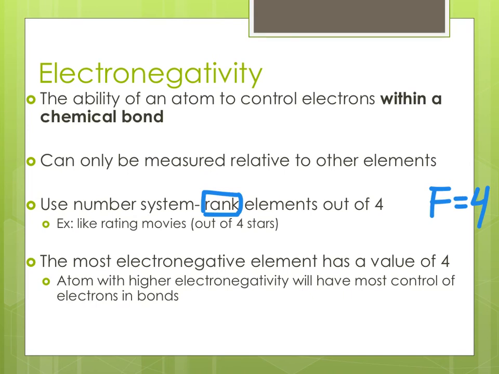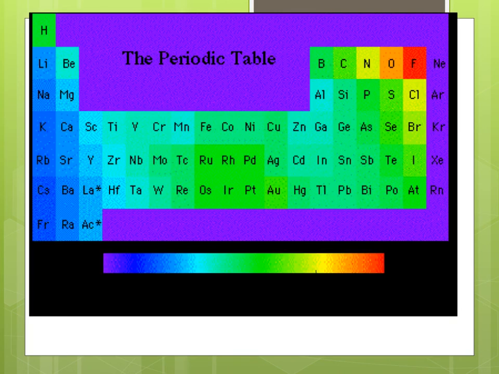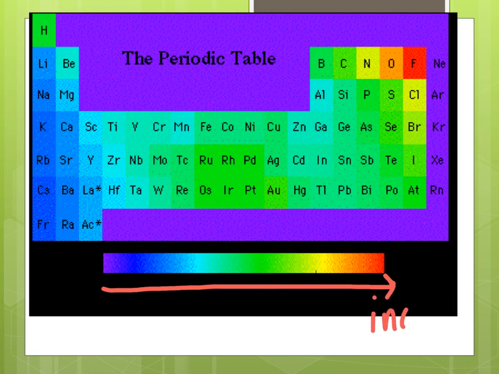So you can look at electronegativity values, and based on those values, you can determine the polarity of a structure, which we'll talk more about next unit. And you can also basically determine which of the elements within the bonds are going to control the electrons in the bonds more. So here's a nice picture. We can see purple to blue to light blue to green to yellow to red. This is an increase in electronegativity. And so fluorine we know is the most electronegative element.